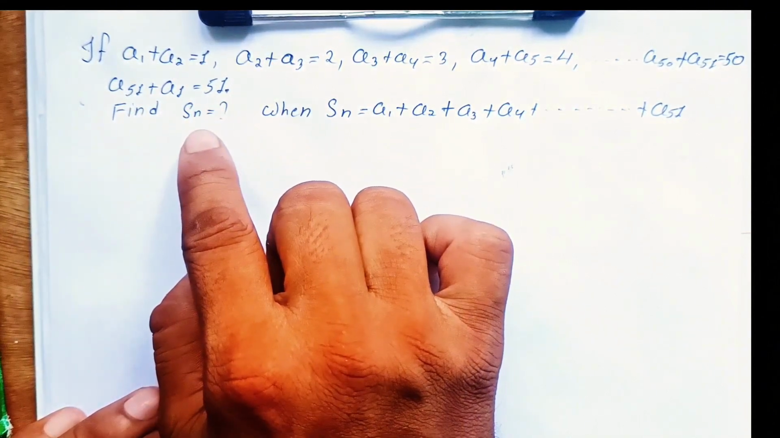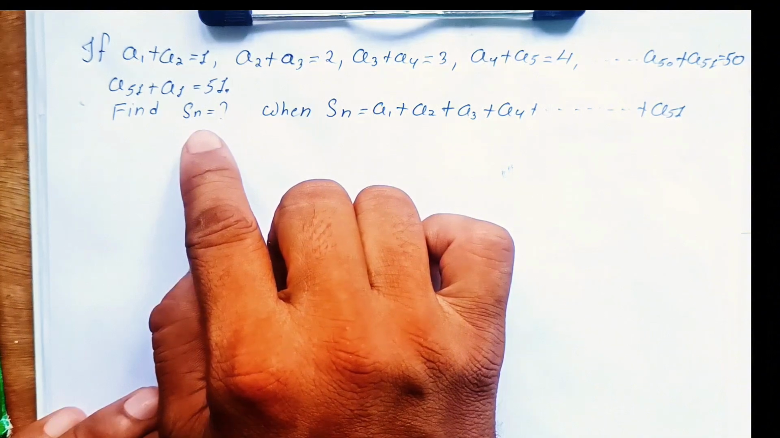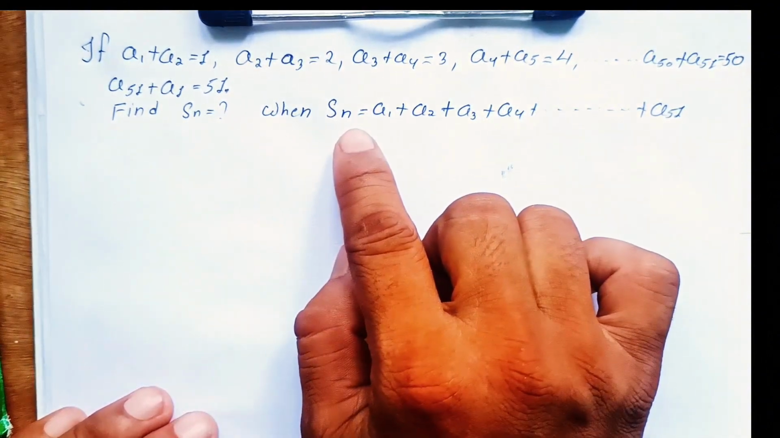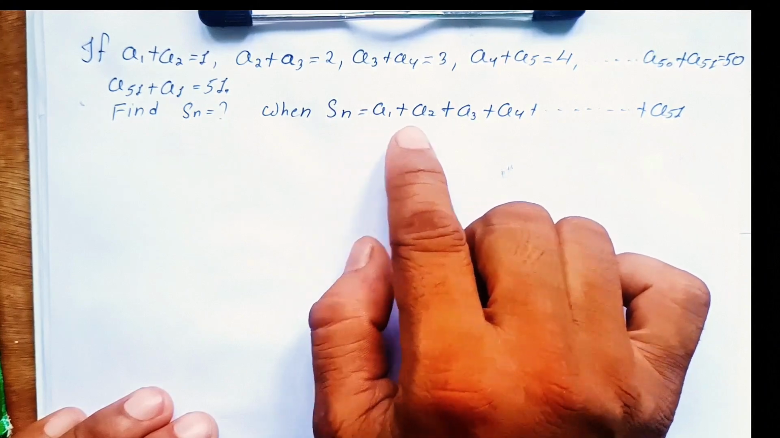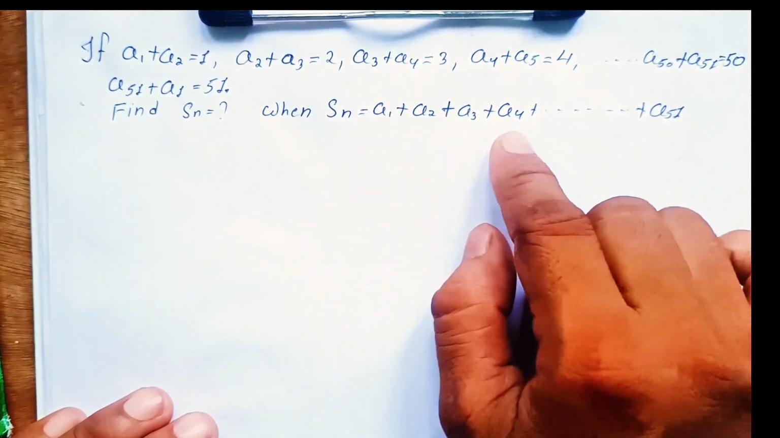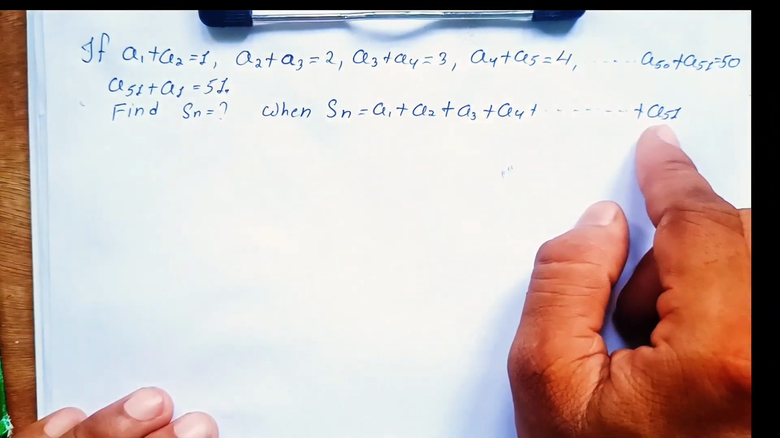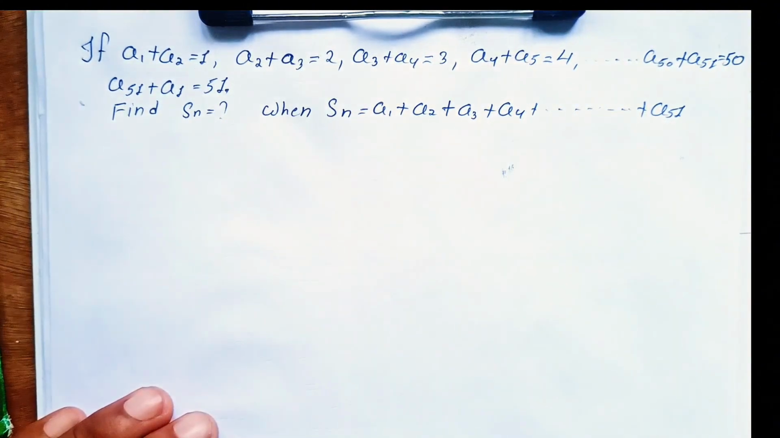So we have to find Sn, that is the sum of the numbers, where Sn is equal to a1 plus a2 plus a3 plus a4 up to a51. So let's begin our solution.